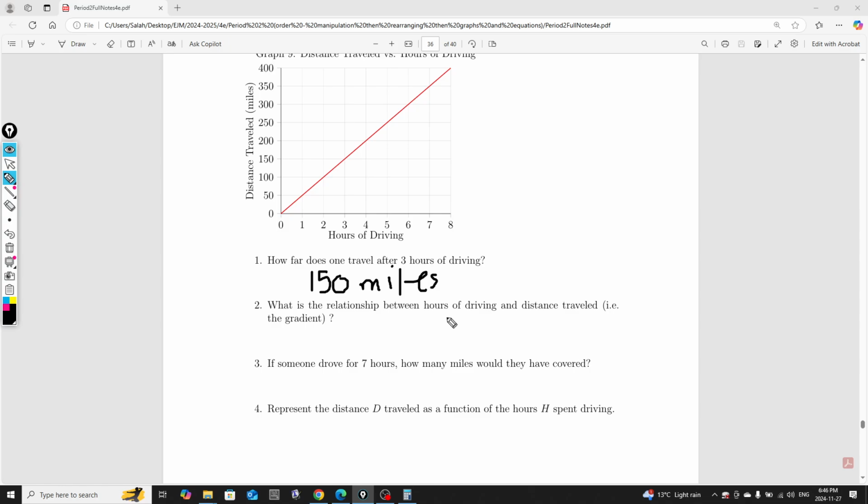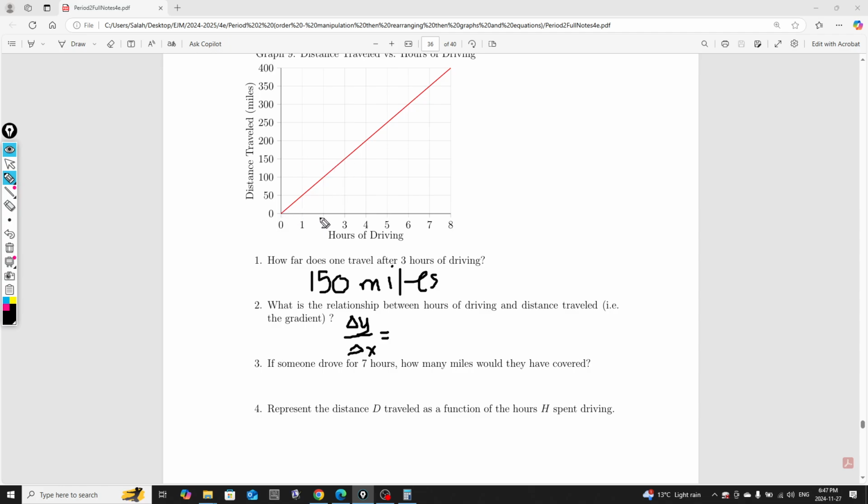Okay. What is the relationship between hours of driving and distance traveled? So really, they're just asking for the slope. Now, hours of driving and distance traveled, again, you're going to go for that vertical change divided by the horizontal change. Okay. Now, in this graph, it's actually kind of clear. It's a lot easier than the first two graphs because our graph goes right through the origin, right? We start at 0. And after 1 hour, we've increased by 50 vertically. After 2 hours, we've increased to 100. After 3 hours, we've increased to 150.